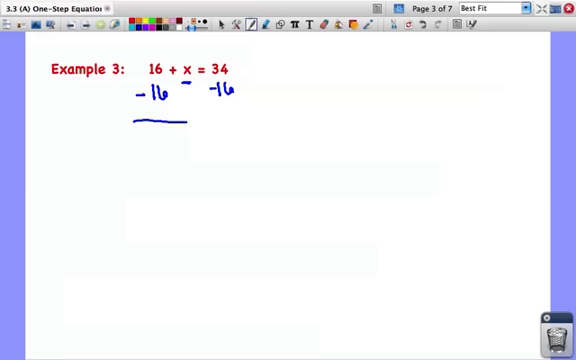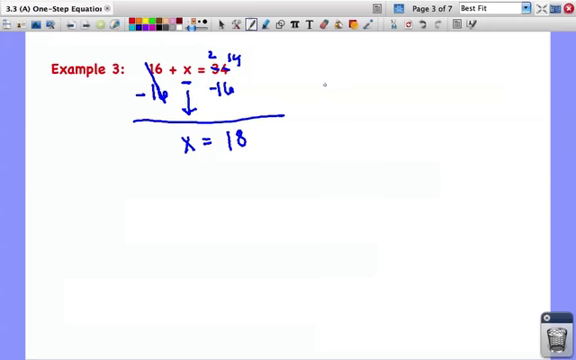If I subtract 16 from both sides, 16 minus 16 is 0. That cancels it out. Just bring down my x, bring down my equal sign. And now I just need to do 34 minus 16. So let's do that. I need to borrow over here. This becomes 14. 14 minus 6 is 8. 2 minus 1 is 1. And I'm going to get x equals 18.